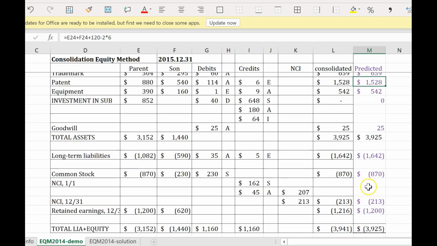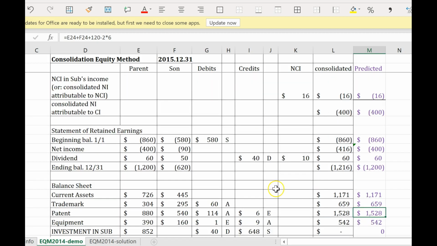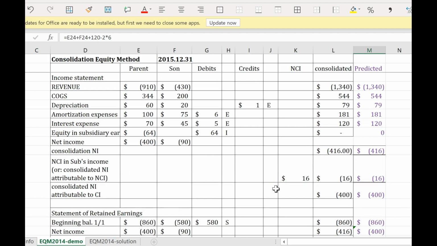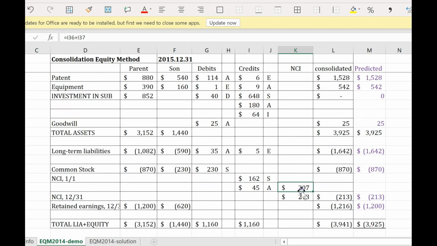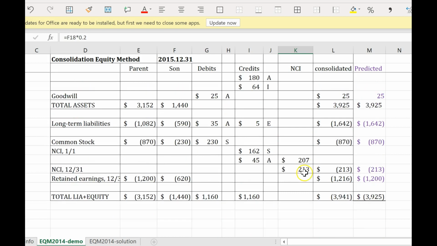So I'm checking all the numbers. They look good, right? They're all the same. That means we did things correctly. To summarize, in this video we talk about using SAIDE, and the most important part is to figure out all the SAIDE entries on top of what we have learned in chapter 3, plus an NCI column that shows you the beginning balance of NCI, plus the net income minus the dividend attributable to NCI gives you the ending balance of NCI. That is the portion reported in the parent's balance sheet in the equity section.